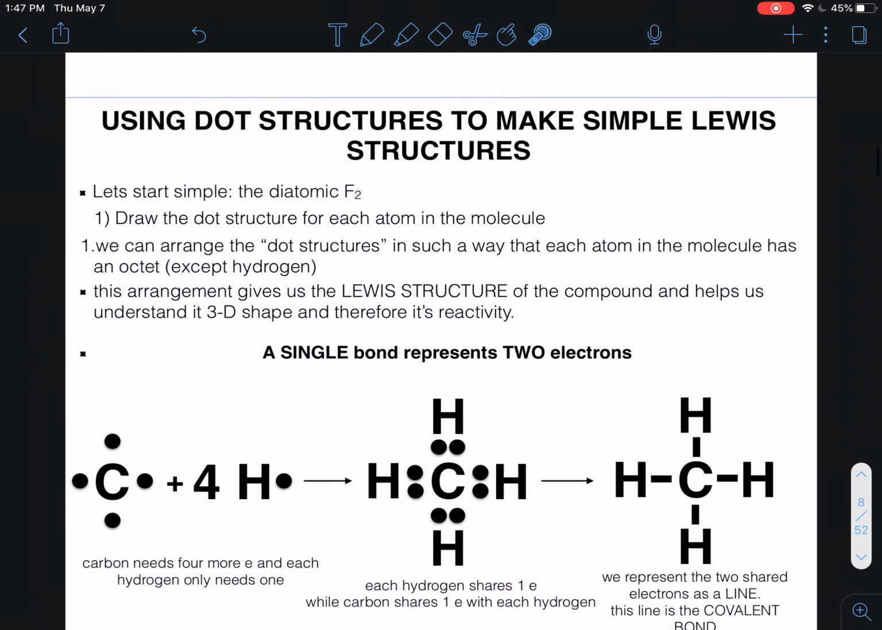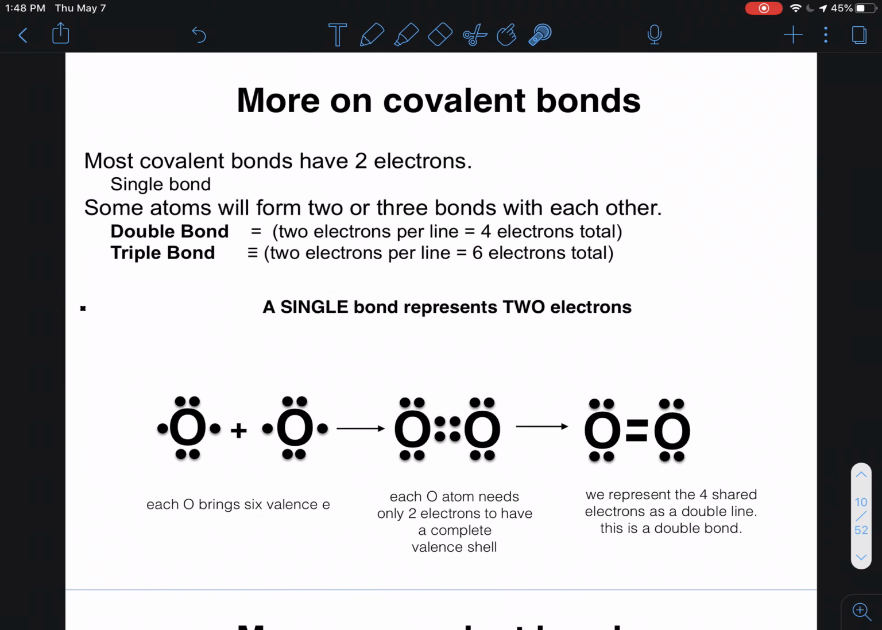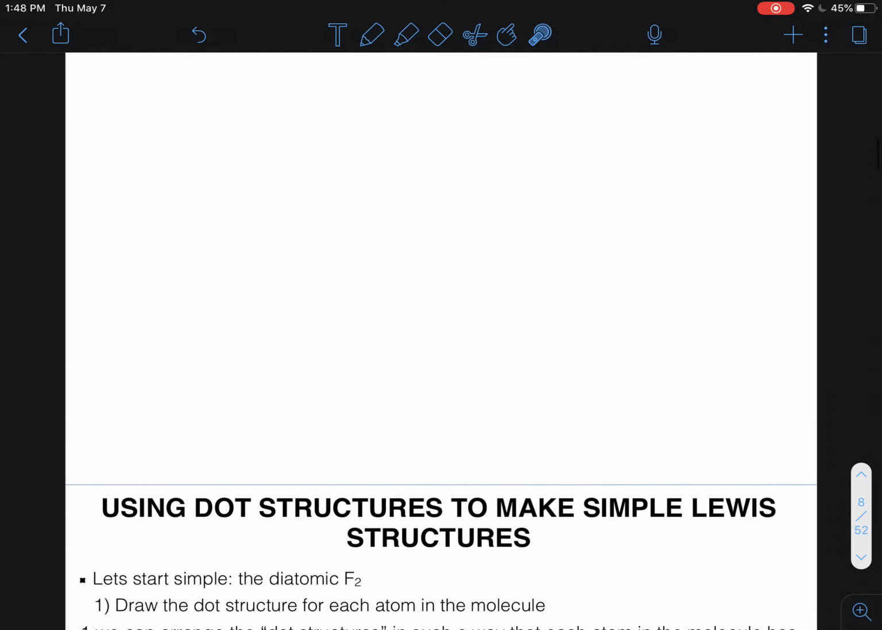And you'll see that I have it written right here, okay? So again, 4 hydrogen atoms, each bring 1 electron to the table, 1 carbon atom, which brings 4 electrons to the table, and we arrange the electrons in such a way that everybody has a full octet, and then we replace the bonding electrons with lines, and then we have a complete full valence structure. All right? So you'll notice a pattern here, and the pattern is that we add up valence electrons.